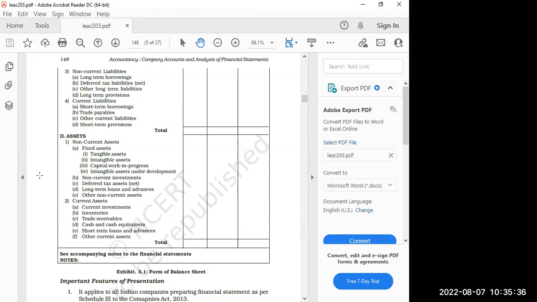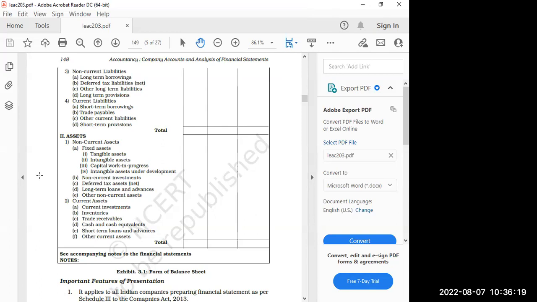Next, current assets: current investments, inventories, trade receivables, cash and cash equivalent, short-term loans and advances, other current assets. So current assets you have to categorize into 6 categories. Current investment means for the time being you have some deposit, savings bank account, or any other investments made in the stocks or securities of other companies. Inventories: your work in progress, finished goods, raw material stock, all those will come under inventories. Trade receivable means sundry debtors and bills receivable. Next, cash account and bank account will come under D.